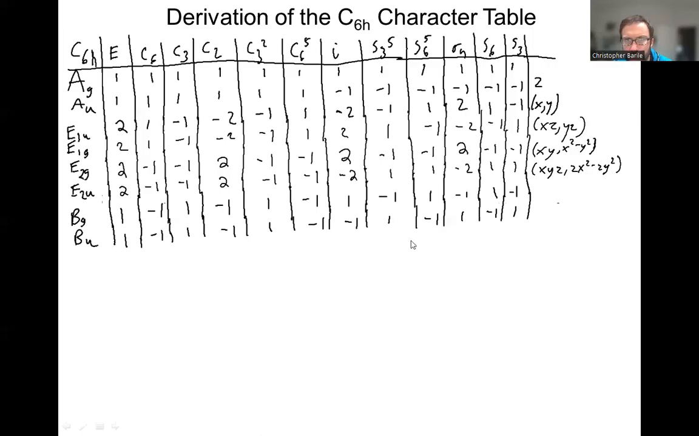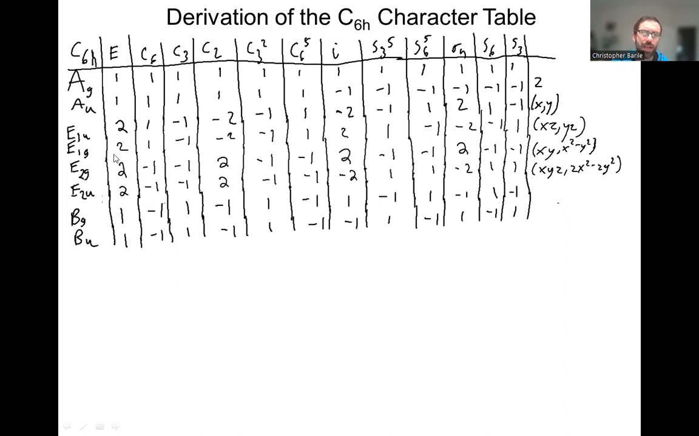All right, so in this video, we are continuing our derivation of the C6H character table. And where we've gotten to this point is we were able to derive all of the irreducible representations. And we knew that we were done deriving the irreducible representations because we have 12 classes. And if we sum up the dimensionalities of these classes, 1 plus 1 plus 2 plus 2 plus 2 plus 2 plus 1 plus 1, we get 12.